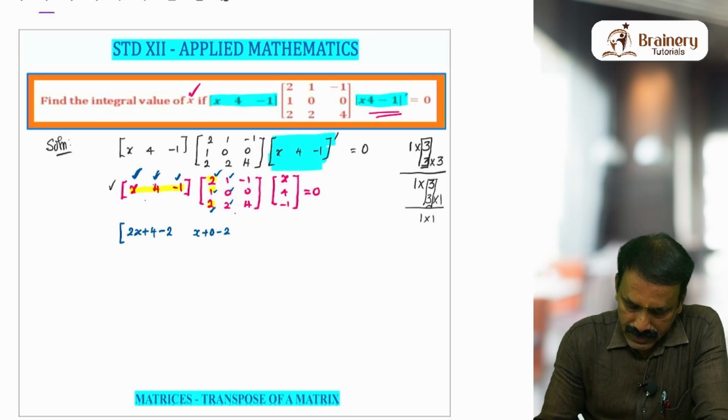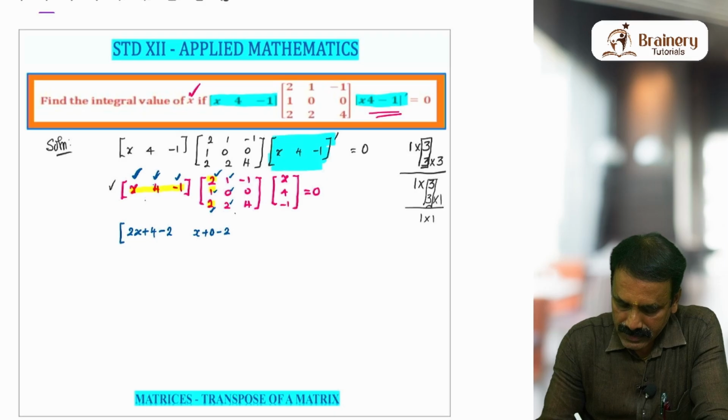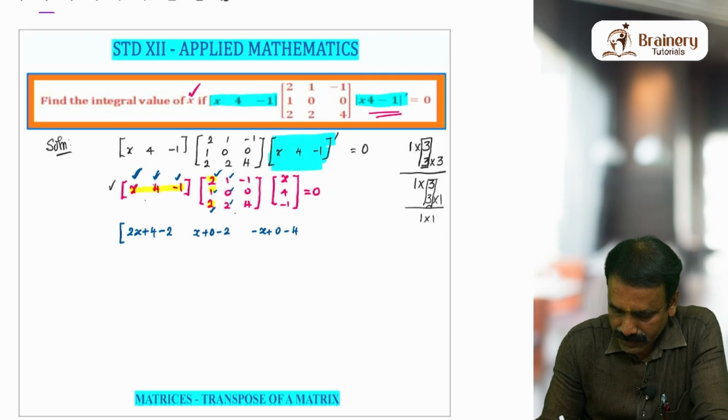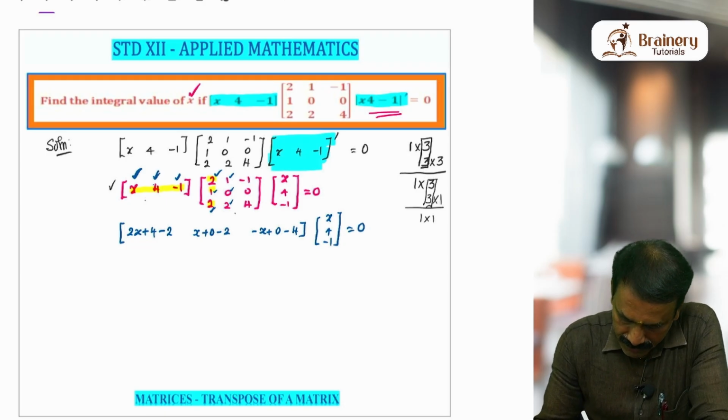Next. First row is going to multiply with the third column. So x is multiplied with the minus 1, minus x. 4 is going to be multiplied with the 0, it is going to be 0. Minus 1 is going to multiply with the 4, it is going to be minus 4. And it is going to multiply with x, 4, minus 1, which is equal to 0. We simplify this one further.